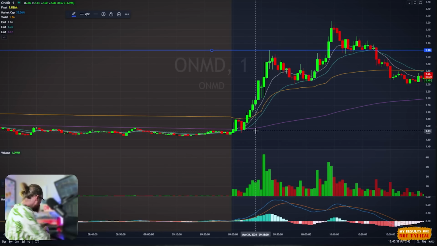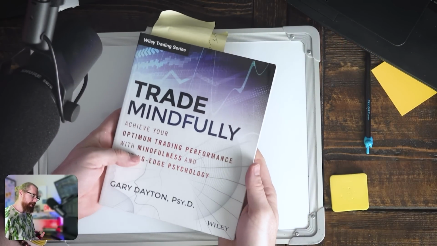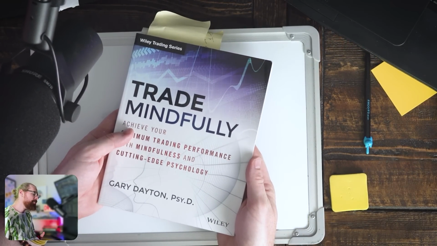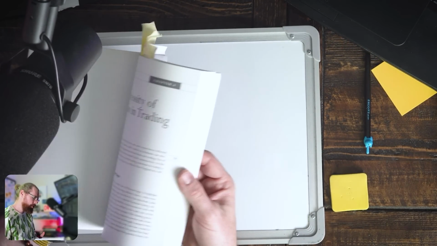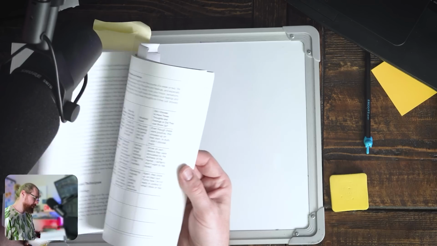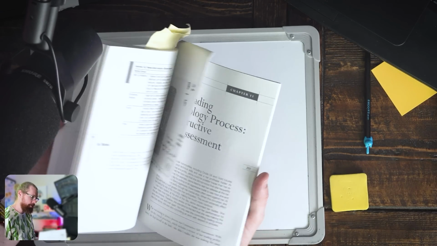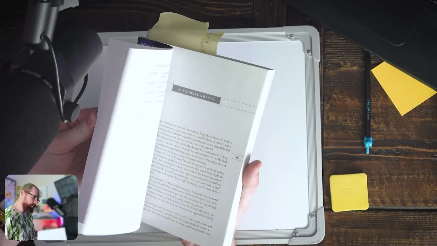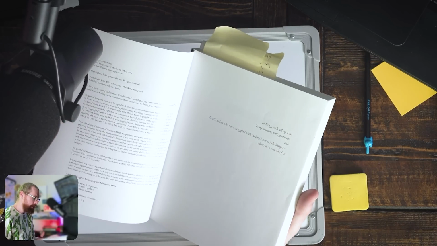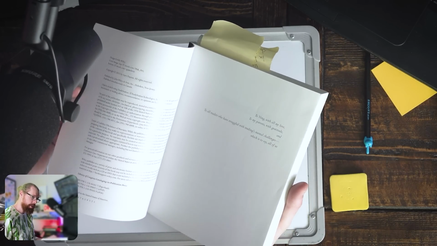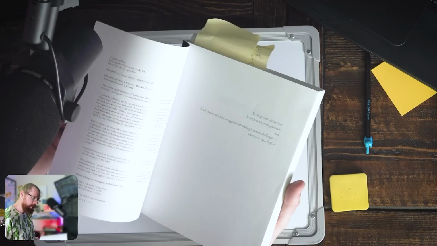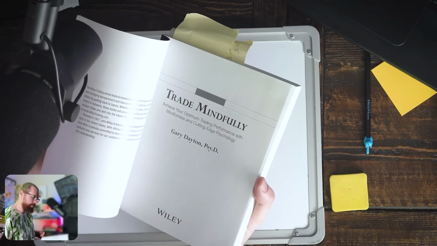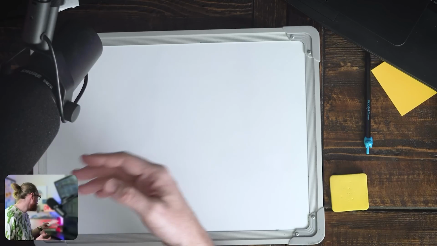Anyways, Trade Mindfully by Gary Dayton. This is a good book when it comes to trading psychology, because a lot of beginner traders struggle with the emotions that come with trading. The ups, the big ups, and the big downs, as I'm sure you are very well familiar with. This book was written in 2015. This one's relatively newer, but it's not brand new. Anyways, it's a good book, and I encourage you to read it.